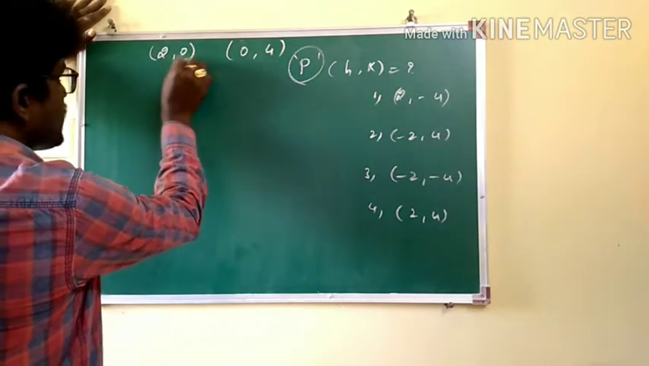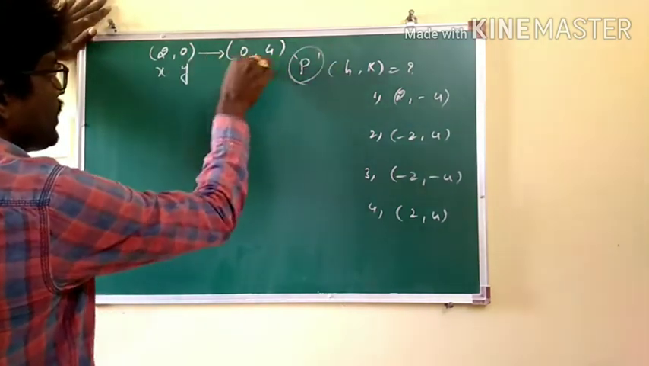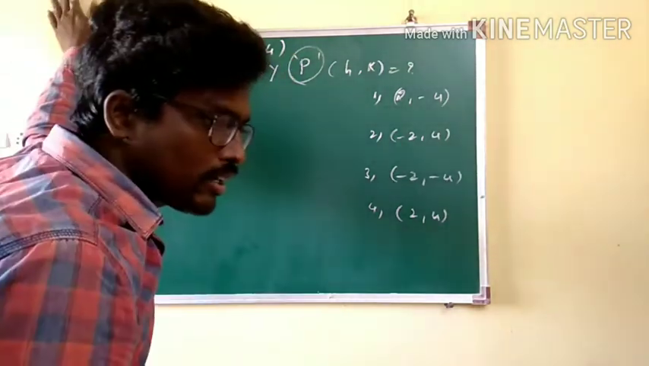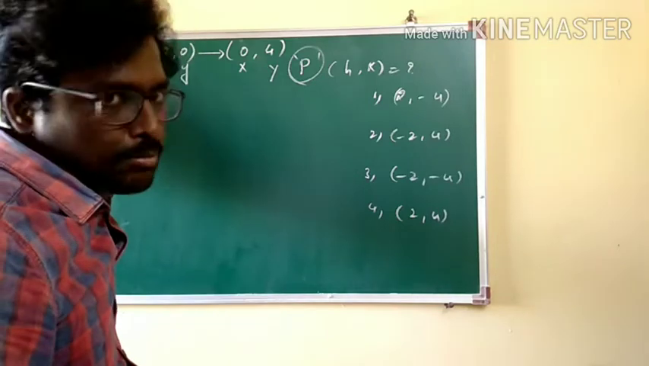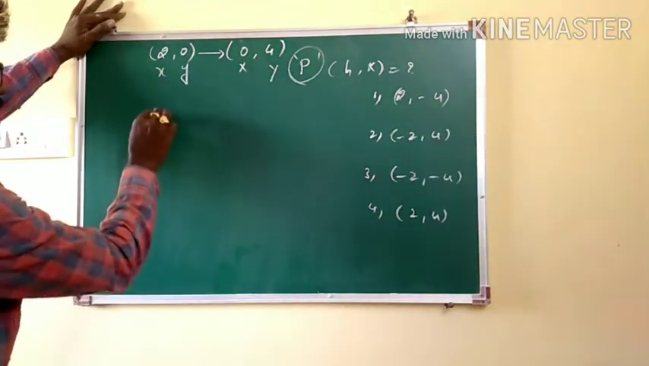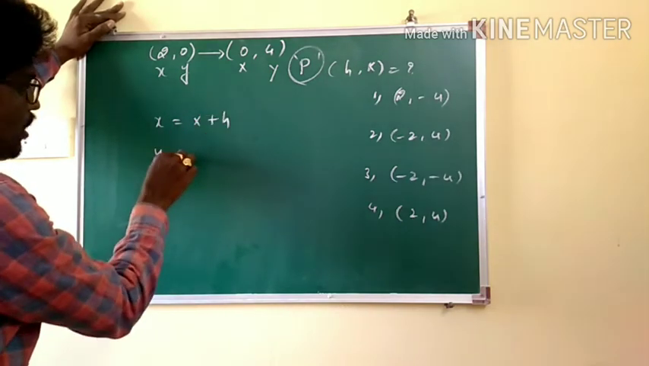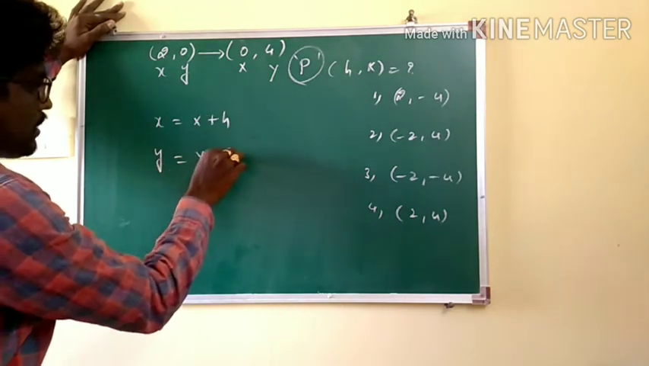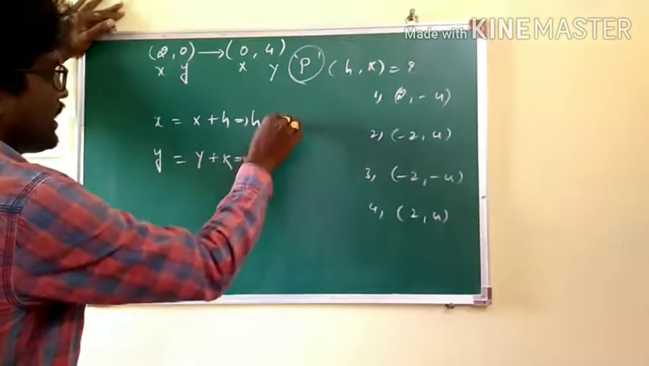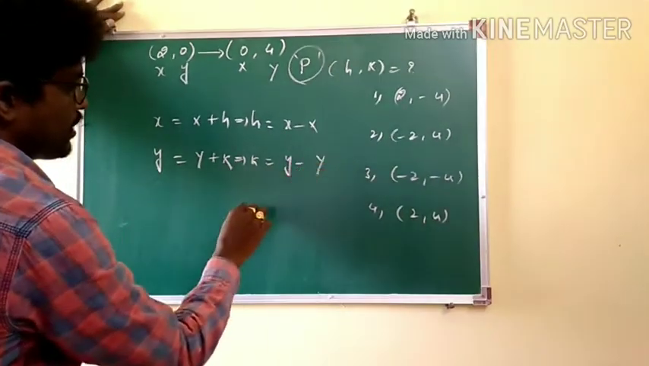(2, 0) is translated to (0, 4), which means it is small x and small y, and it is capital X and capital Y. The transformed coordinates will be taken as capital X and capital Y. Very clearly, what is the relation we have? Small x is equal to capital X plus h, and small y is equal to capital Y plus k. What is our subject? h and k. What we will get? x minus capital X and y minus capital Y.